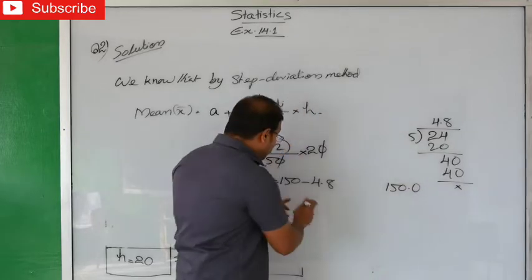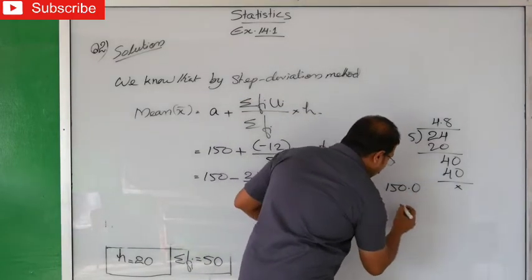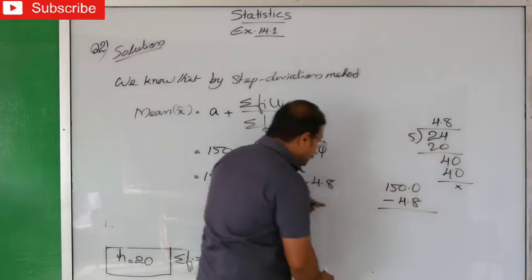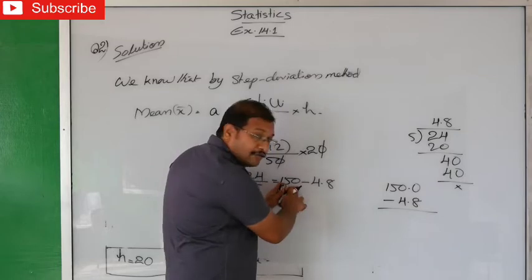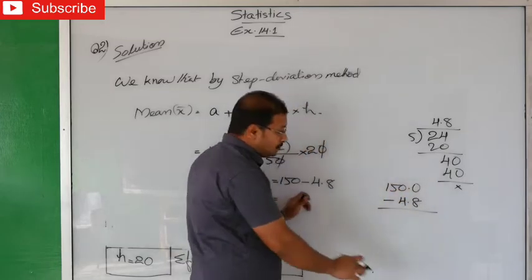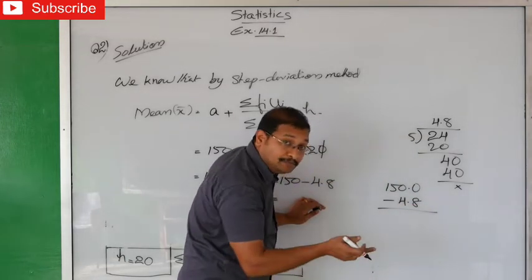150.0. Careful when you minus it. Minus 4.8. We have to write 150.0 minus 4.8, because 150 does not have a decimal part, isn't it? So 0.0. Now we'll minus it. We know that we can't take 8 from 0.